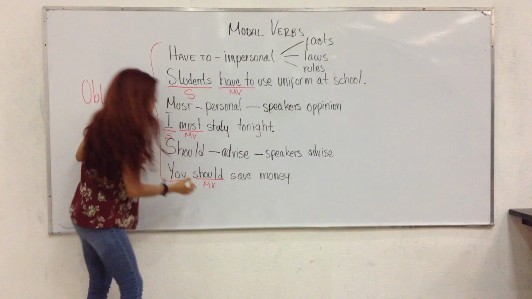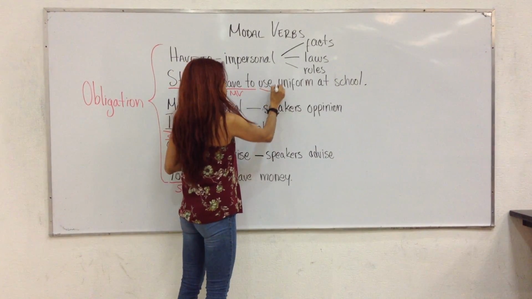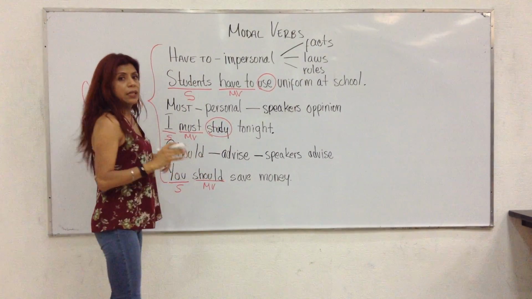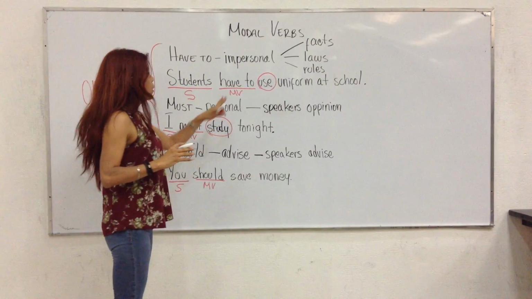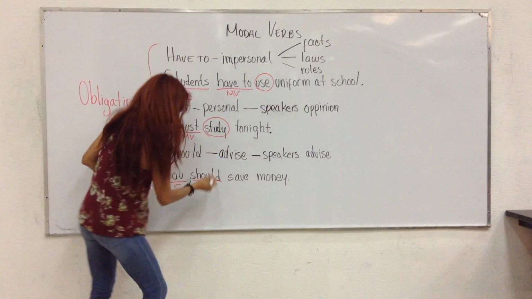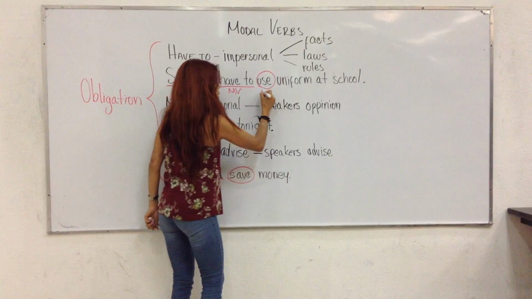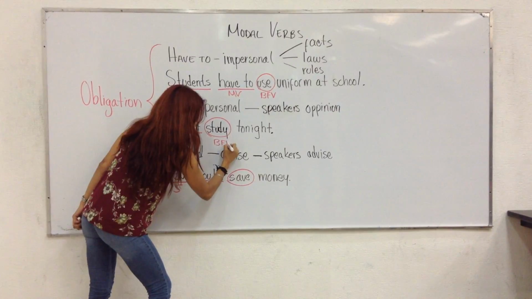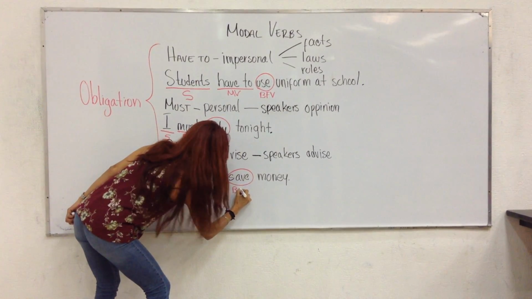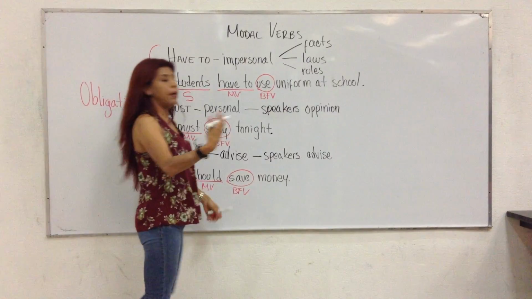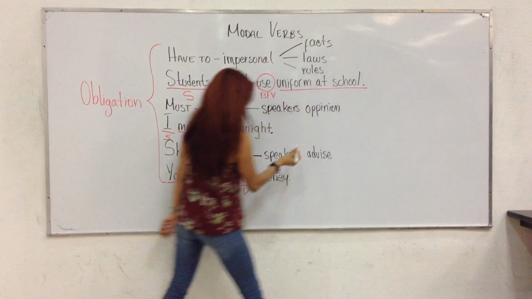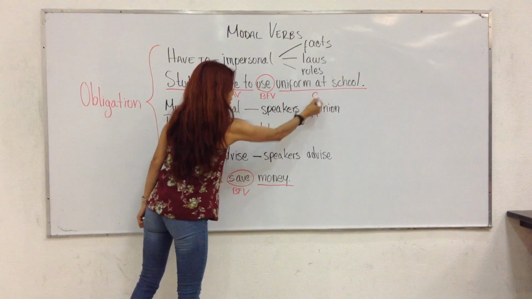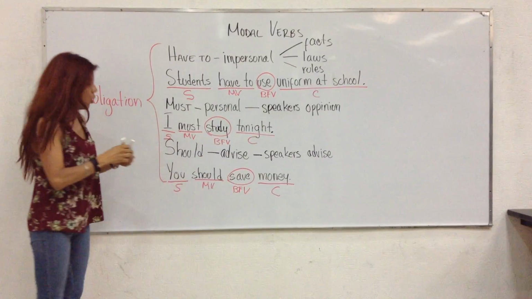Okay? Then in this part I have my main verb of the sentence in the very, very simple form. Okay? The base form. This is my base form of the verb. And then my complement. My complement can be as long as I want, but this is my complement in all the cases.